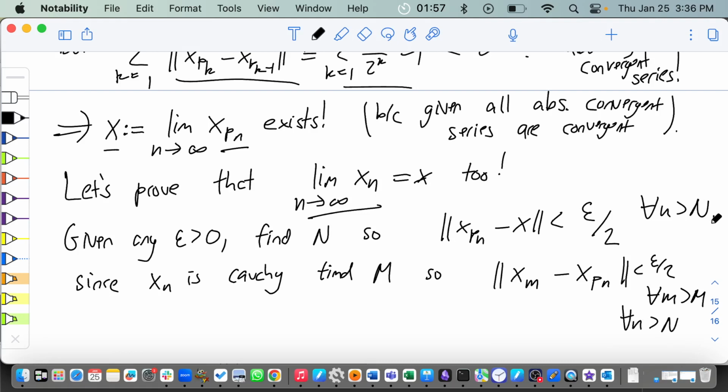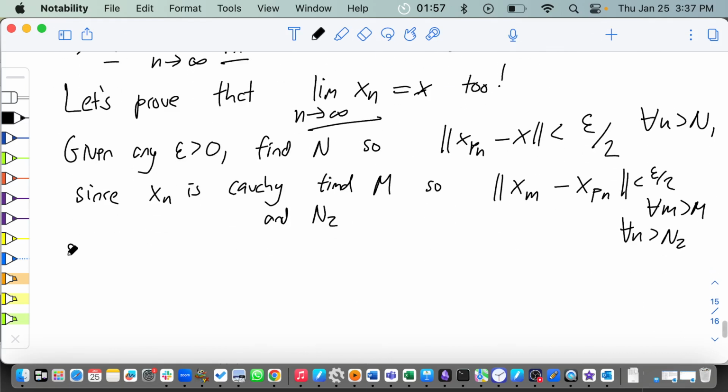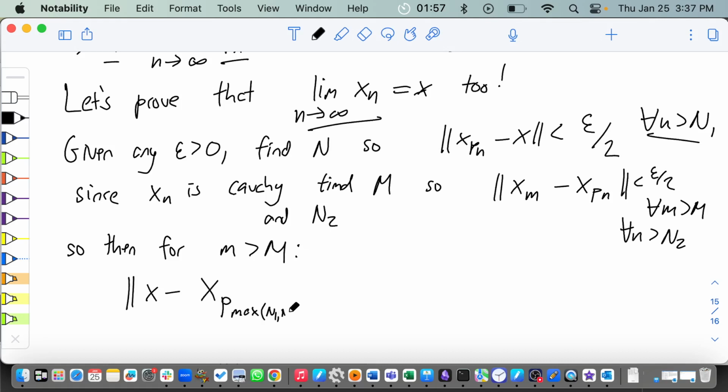Okay, let's call this N1. Let's call this one N2. Okay, so the p_n's are getting close to the x's, the x_m's are getting close to the x_{p_n}'s. So then, for m bigger than M. Okay, I just realized I'm making this more complicated than I need to be. I really don't need this for all, but we can just pick an example. Why don't we do this? For m bigger than N, we'll do the norm of x minus the norm of x_p at the maximum of N1, N2.